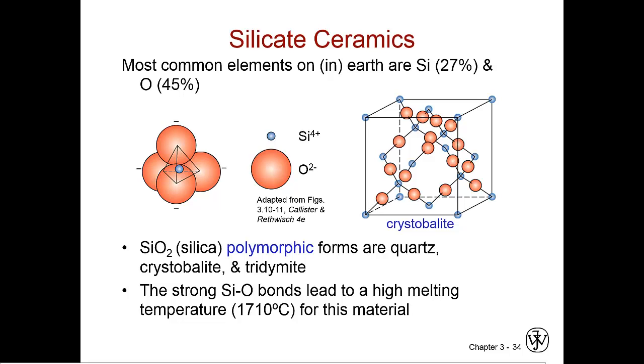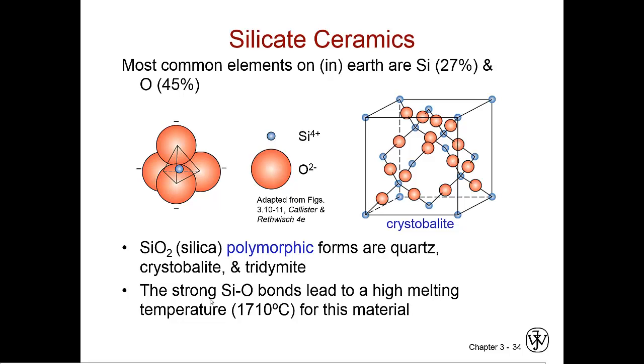Now, in the Earth, specifically the lithosphere, where we have all of our solids, the most common elements are silicon and oxygen. So silicate ceramics are very easy to produce from a material point of view, although in order to make them into a very large crystal, such as those needed for integrated circuits, it does take a lot of time and effort and energy. But the materials themselves are quite cheap, silicon and oxygen.